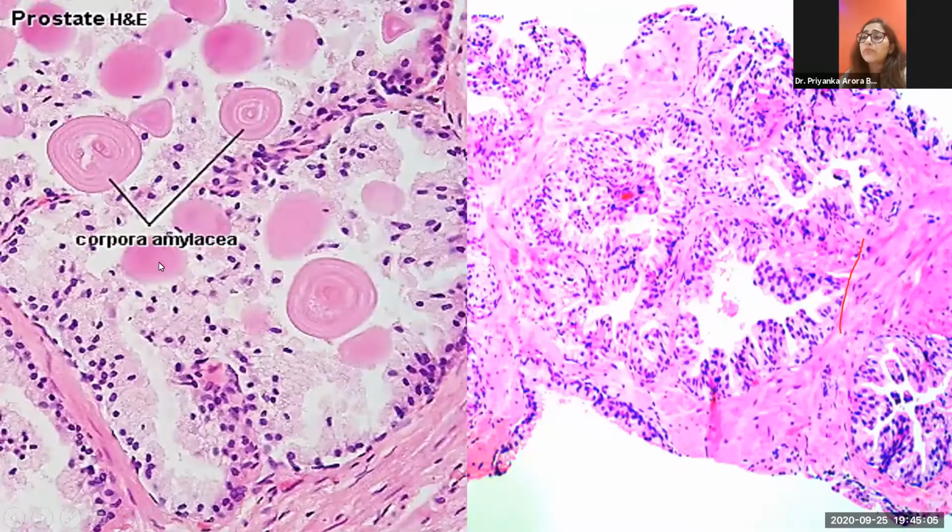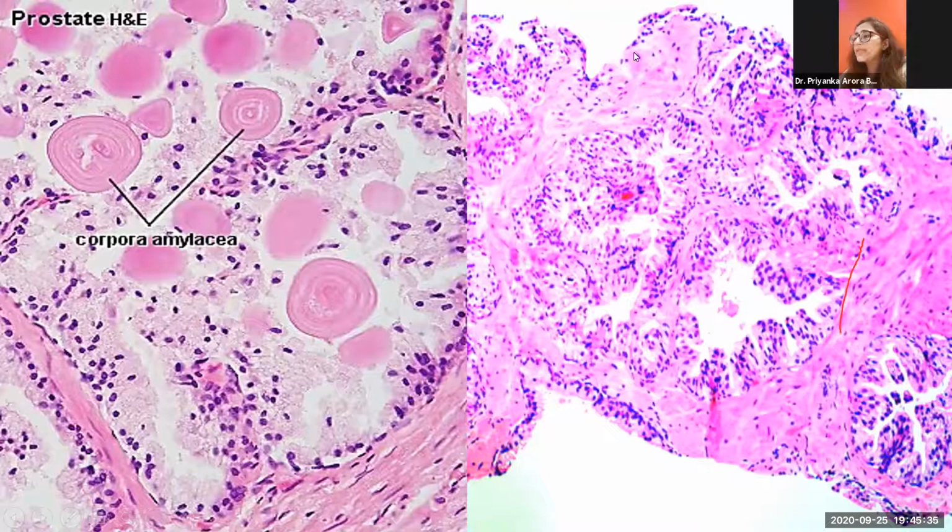So this is what corpora amylacea is basically. These are the same secretions in the prostate acini, which have become lamellated over time. So that is your corpora amylacea. It is usually seen in benign glands. However, it's not that if it's seen in a gland, you can call it benign only. These kinds of secretions can be there in malignant glands as well, but usually it's a sign of benignity.